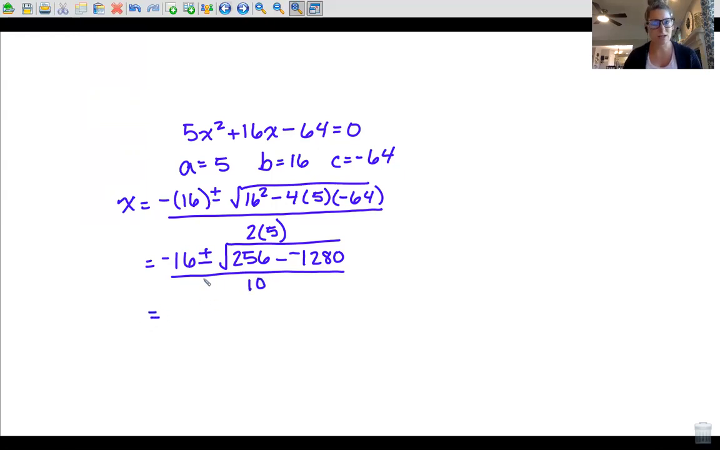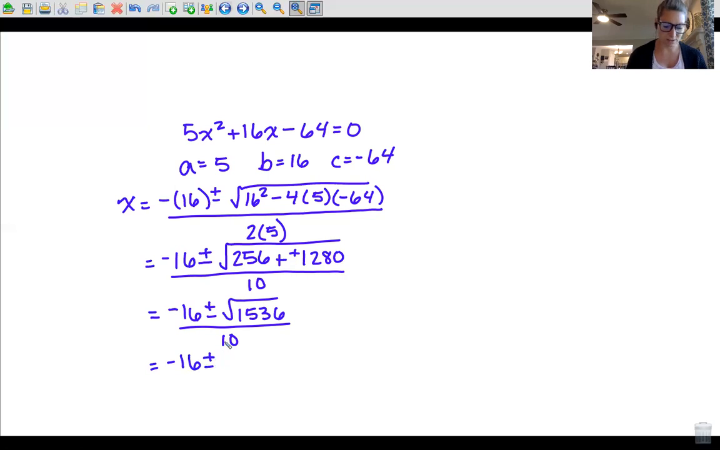So at this point, it's just a matter of following order of operations. Once you put it in there, you just need to know how to simplify this side of the equation. So 256 plus, since it's minus a negative, 1,280 is 1,536, divided by 10. So now I need to find the square root of 1,536. Ooh, which is not a pretty number.